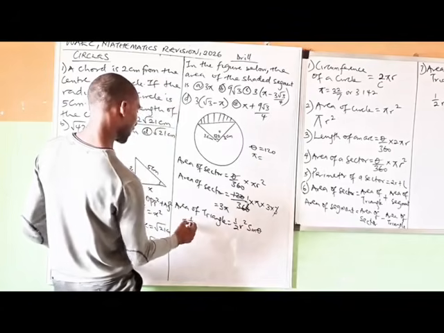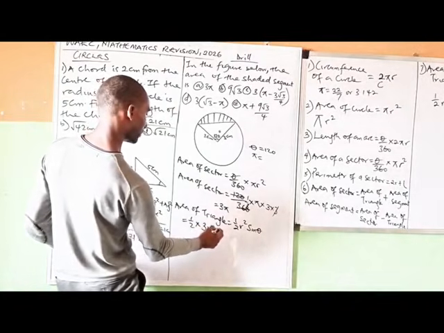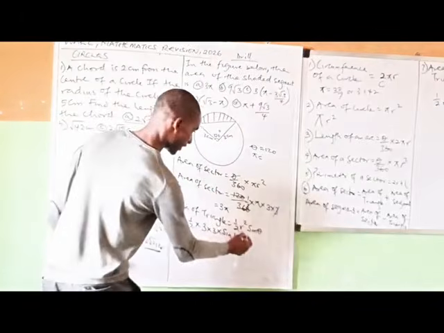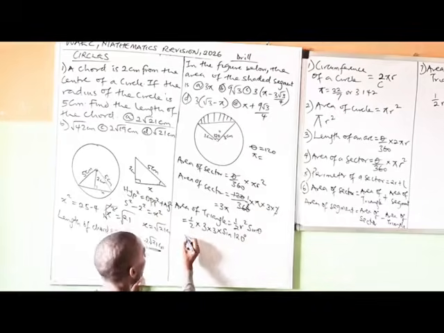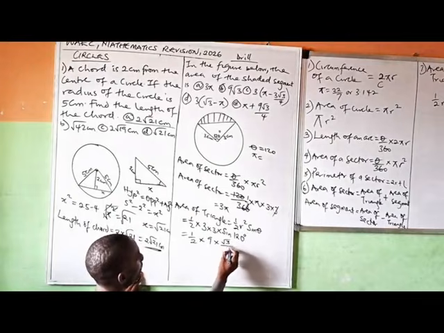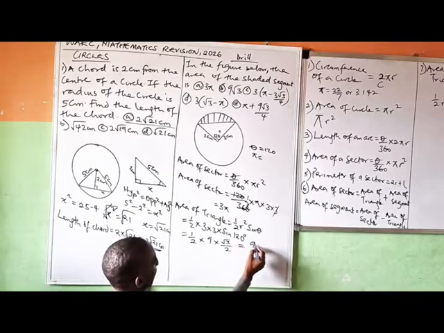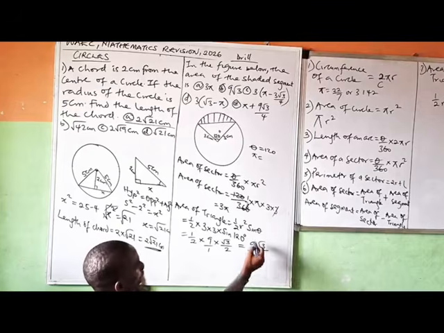And that's going to be what? Half times, what's the radius? 3 squared. That's 3 times 3 times sine 120. Sine 120 degrees is the same thing as sine 60, which is root 3 over 2. All right, so if that is the case, you are going to have half times 9 times root 3 over 2. That's sine 120. If you multiply this, it's going to be 9 root 3 over 2 times 2 is 4. All right, 2 times 1 times 2, that is 4. So we have 9 root 3 over 4.